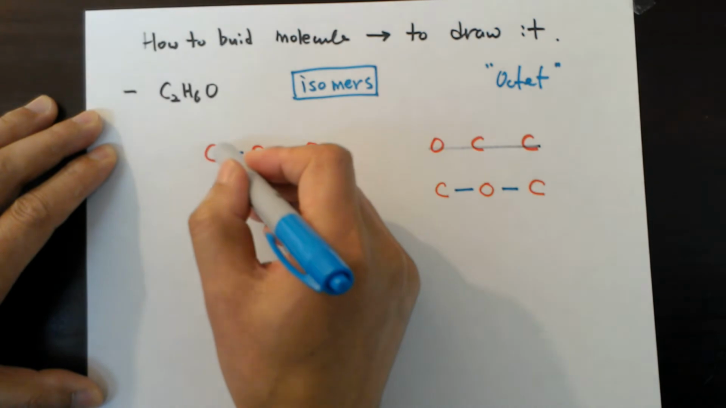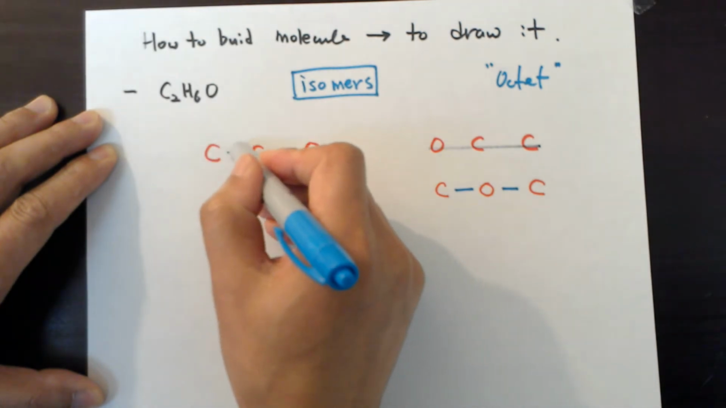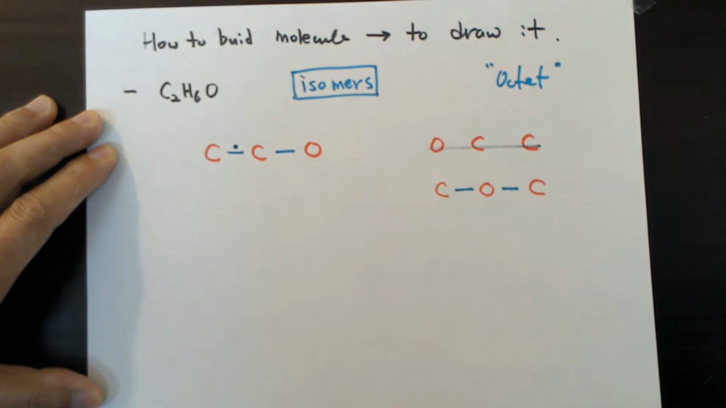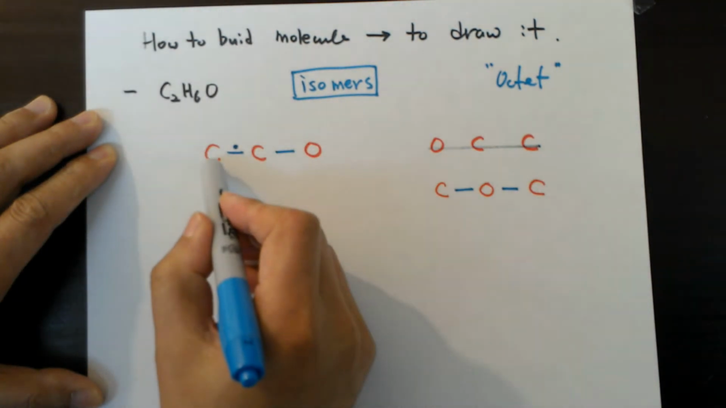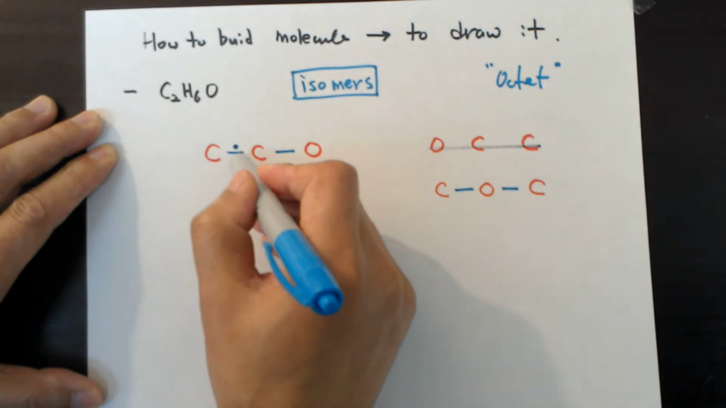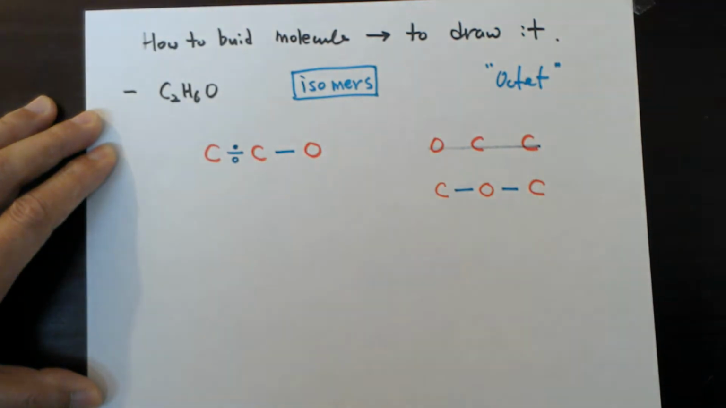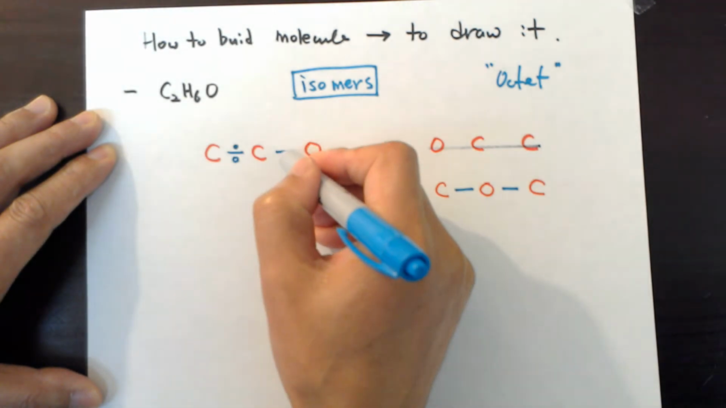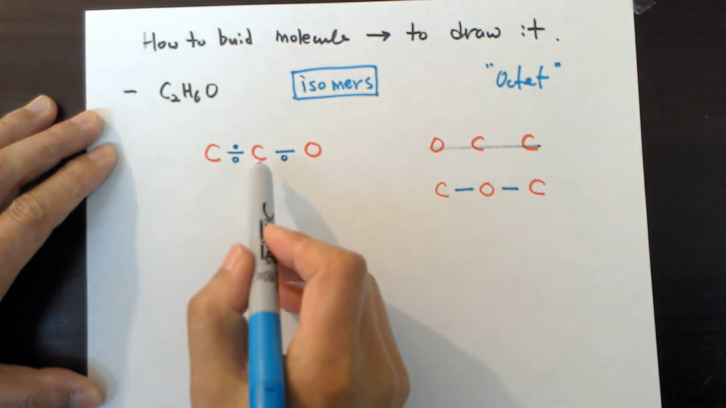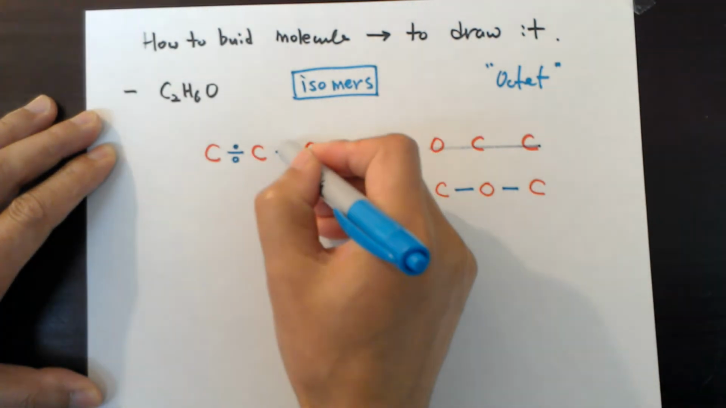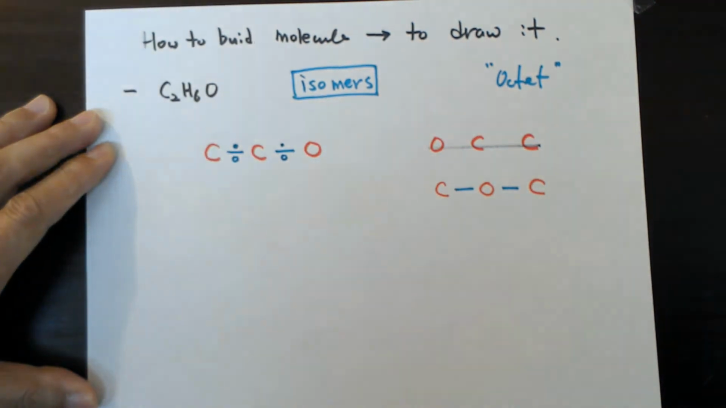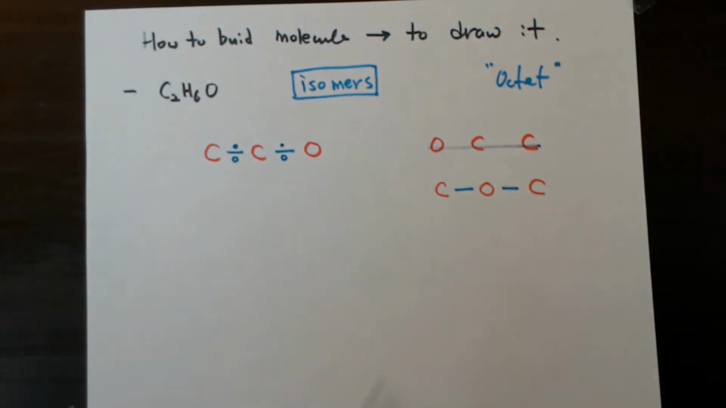Then you know one electron in this bond, according to some theory, belongs to this carbon, and the other electron here belongs to that carbon. And the bond here, the same way. This electron comes from this carbon, and this electron comes from the oxygen. Same goes here.